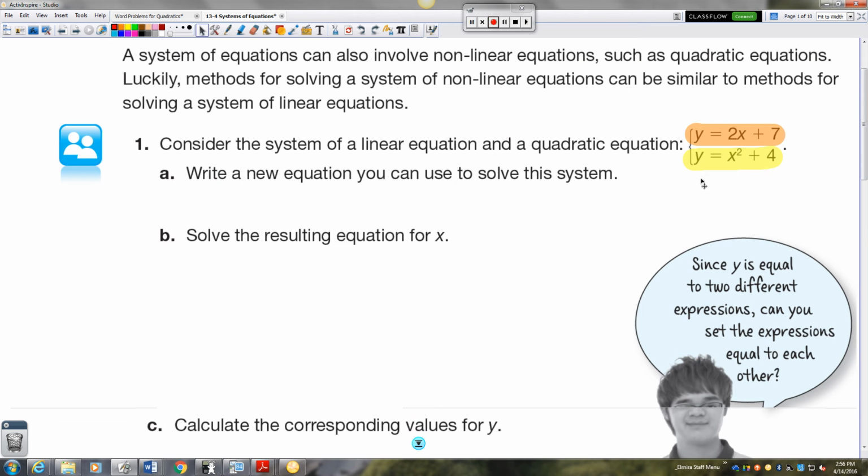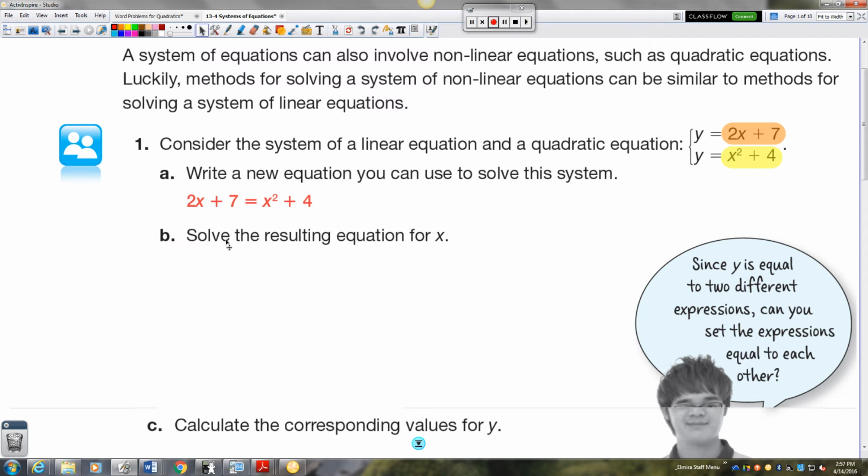The first thing that you do is you take the two expressions, the x squared plus 4 and the 2x plus 7, and you set them equal to each other. The order doesn't really matter. So 2x plus 7 equals x squared plus 4, because a system of equations is equal where the two functions cross. So we're going to take this and then we're going to solve it.